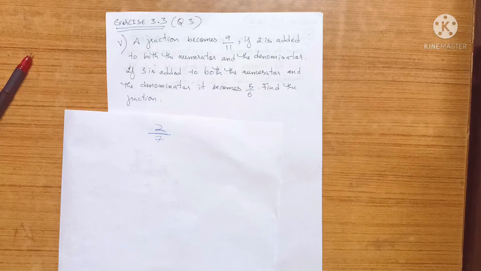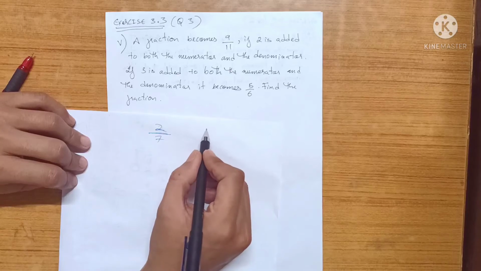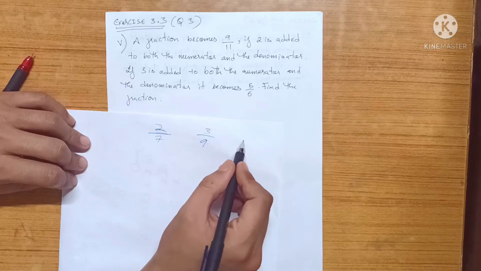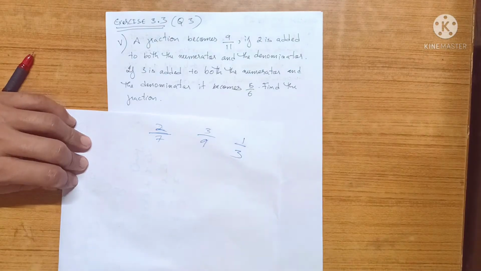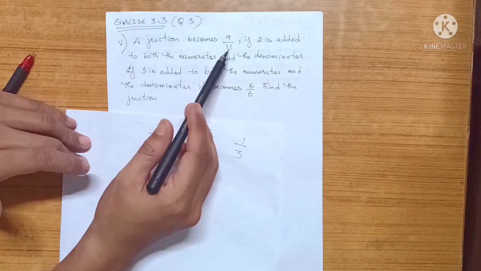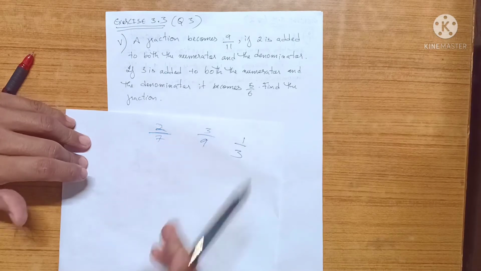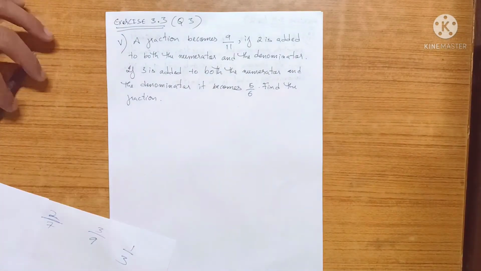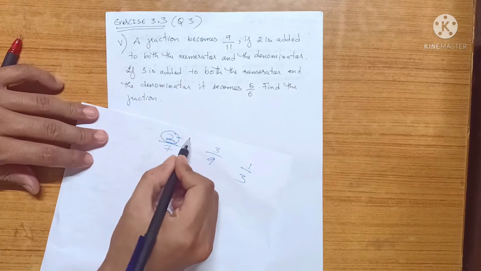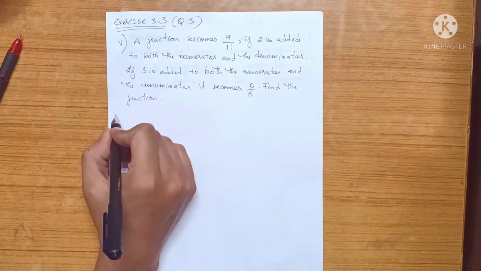Usually fractions are written in simplest form. So usually it's not going to be 3 by 9; instead of 3 by 9, it would be 1 by 3. Keeping that in mind, a fraction becomes 9 by 11 if 2 is added to both the numerator and the denominator. The top part is called the numerator, the bottom part is called the denominator. I hope you all know that now. So let's start.